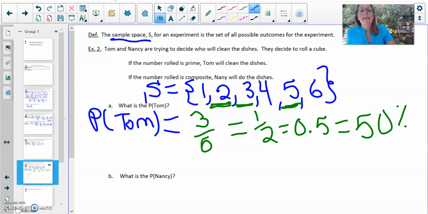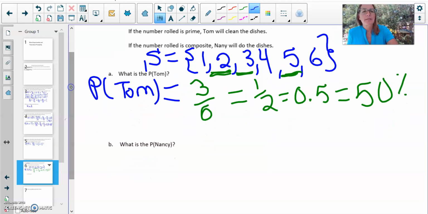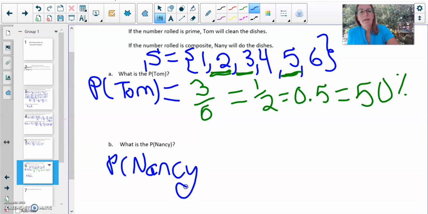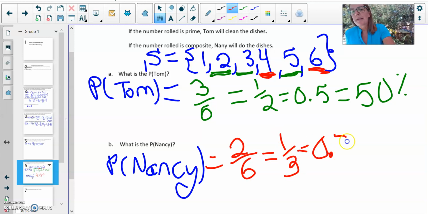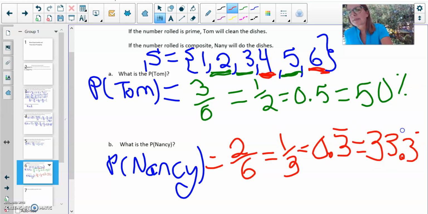What is the probability that Nancy will wash the dishes? So the probability for Nancy. She's washing the dishes if the number is composite, which means more than 2 factors. So Nancy will wash the dishes if we roll a 4 or a 6. So that fraction is 2/6, 1/3, 0.333 repeating, 33 and 1/3 percent.